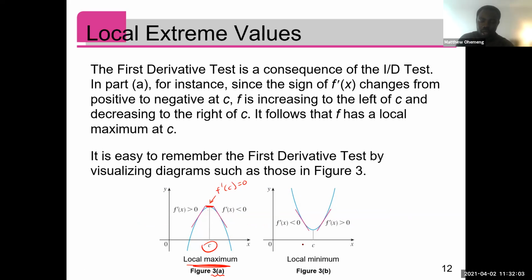Now for 3B, as you can see, C is also a critical point. It will be part of the critical point list. When you look at the left of C, the derivative is negative. And then to the right of C, the derivative is positive. So this tells you that the function is taking this form. So that means there's a local minimum occurring at C.